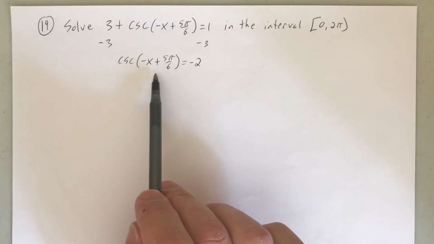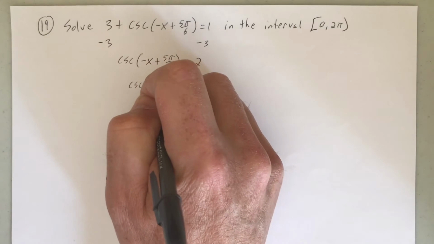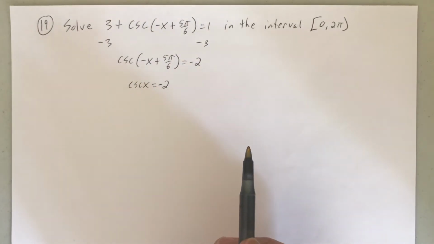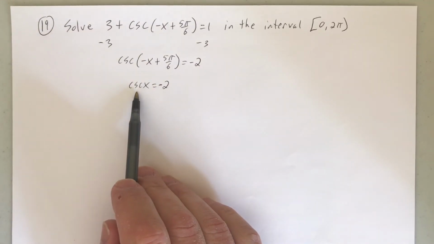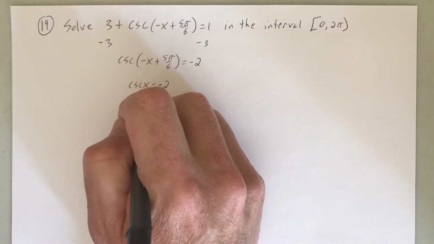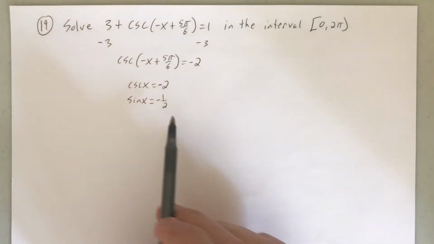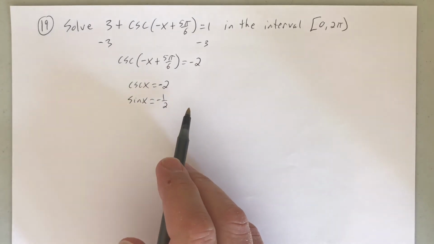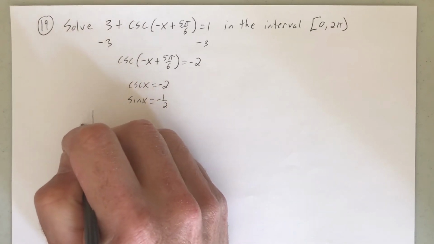So what I want to do first is figure out, well, when is cosecant x equal to negative 2? Well, let's just go ahead and use the reciprocal function. So the reciprocal of cosecant is sine. So if cosecant x is equal to negative 2, that means that sine x is equal to negative 1/2, the reciprocal of it. So now it's a little bit easier to work with. So when does sine x equal negative 1/2? You can pick that up from the unit circle, or you can just go ahead and do your inverse.